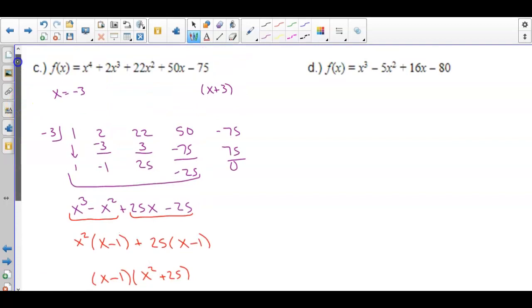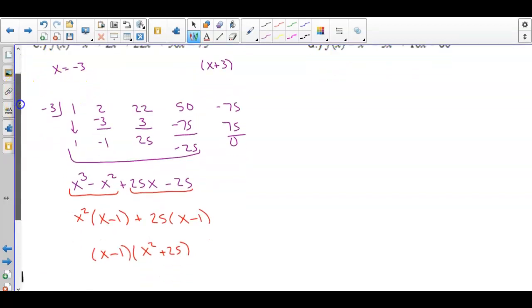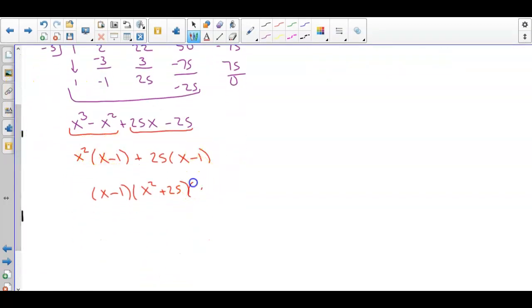I had this factor before of x minus 3, so I'm going to bring that x plus 3 back down. And this would be my final factored form of the equation. So again, if I take each one of these and set them equal to 0, x minus 1 equals 0, I get x equals 1, tells me my graph crosses the x-axis at x equals 1.